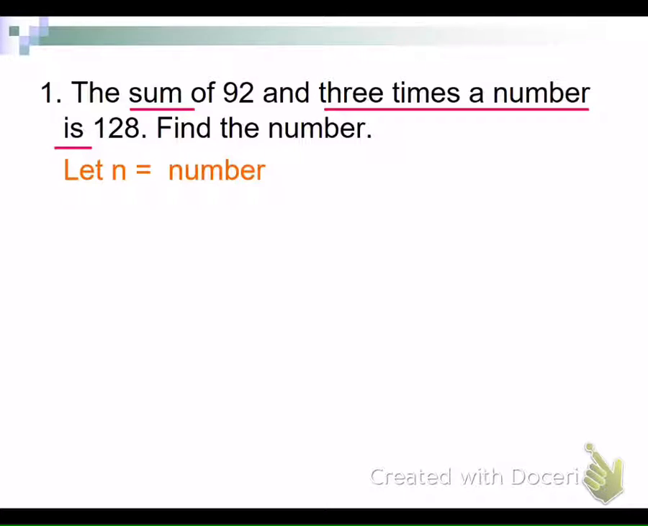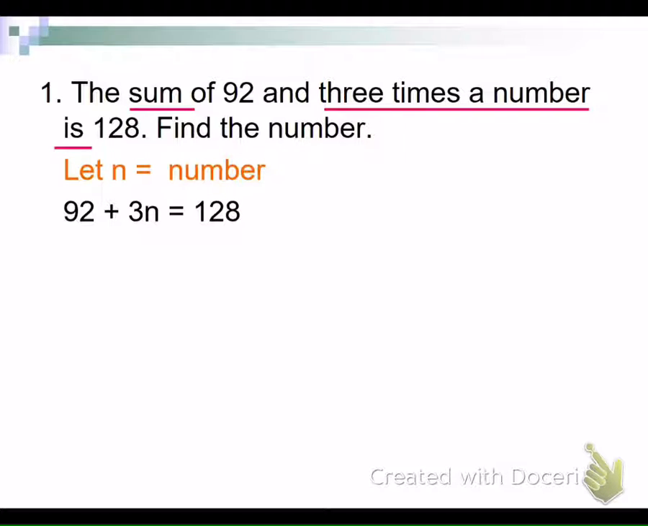Sum means what? Add. 3 times a number means what? Multiplying by 3. Is means what? Equal sign. Here's my equation. 92, sum means plus, 3 times a number means 3n, is my equals 128. And now it's just a two-stepper like yesterday.